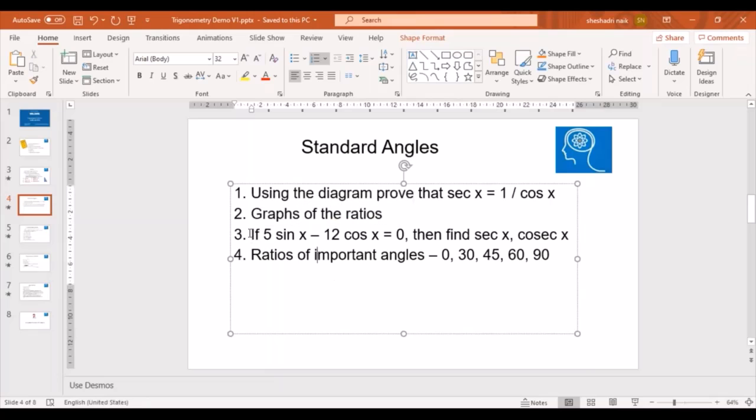ठीक आहे. आता हे पुढचं गणित करूया आपण. If 5 sin x minus 12 cos x is equal to 0, then find sec x and cosec x. हे रेशोज बघून आपल्याला काढायचं. हे गणित सोडवायचं. This is what you are going to solve. If 5 sin x minus 12 cos x is equal to 0, then find sec x and cosec x. चला करा आता.